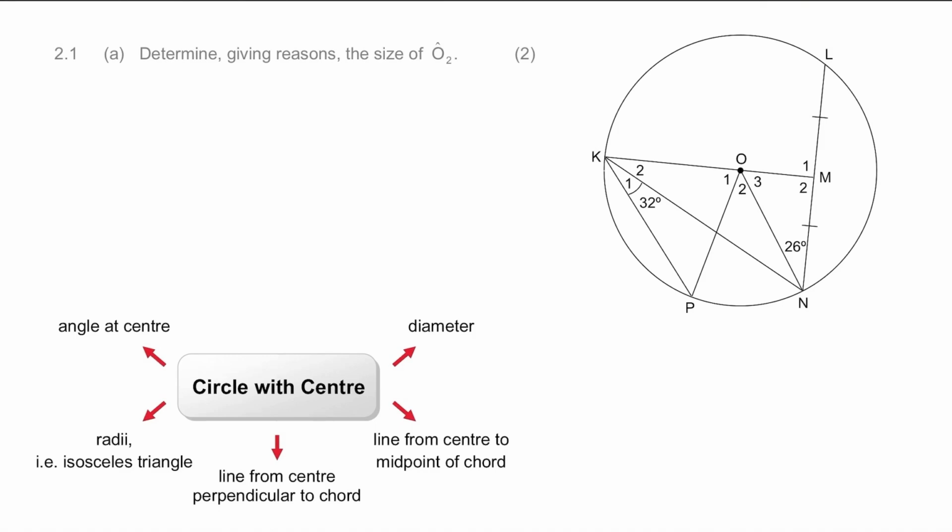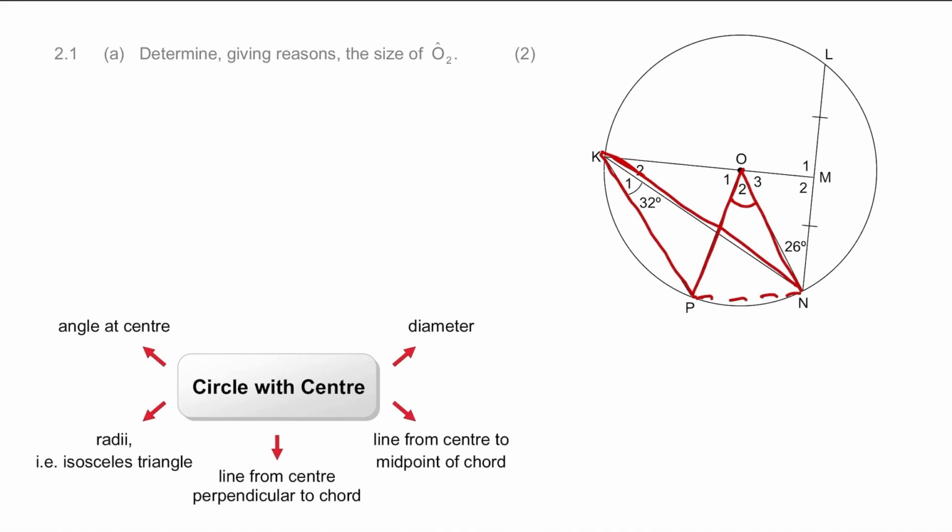We're going to start by locating that on the sketch. Angle O2 is an angle at the center. If we trace the sides that form the angle, it does help us to engage properly with the question. So those are the sides forming the angle. They are coming off an invisible chord, PN.